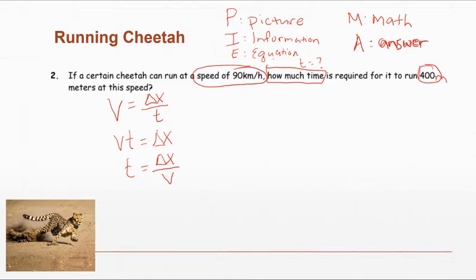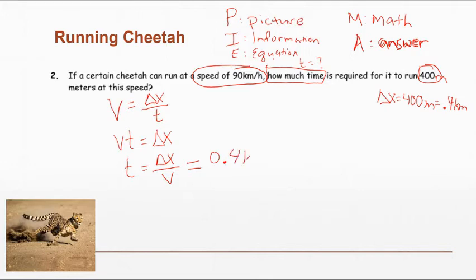Okay. So if we look at this, we have position divided by velocity, but our problem is that we're in kilometers and we want to either convert our meters to kilometers or our kilometers to meters. So I'm actually going to convert our meters to kilometers. My change in position is 400 meters. And if you remember from metric, you're going to the left 3 times. So that's equal to 0.4 kilometers.